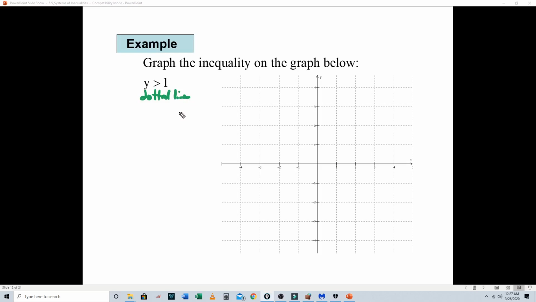Nice, yeah. And because this is greater, it's going to shade. Wow, that's way too thick of a line. It's going to shade up. So this is y equals with just y. This is a horizontal line.